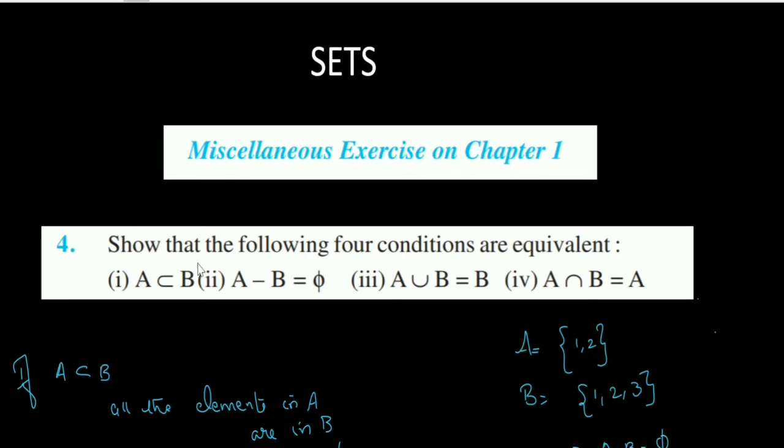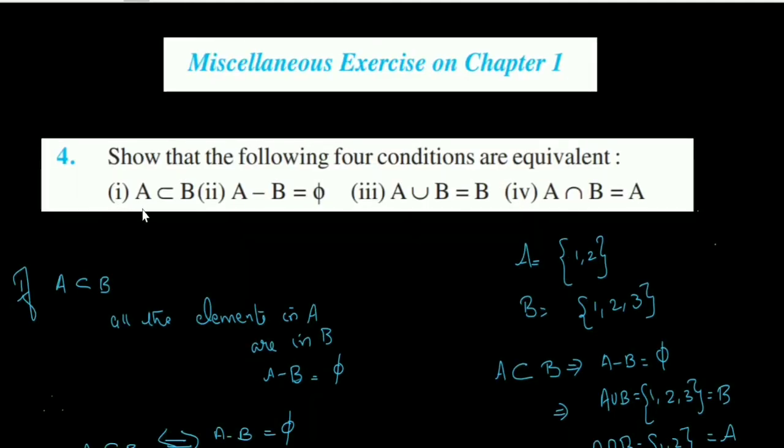Question number 4. Show that the following 4 conditions are equivalent. That is, you have to prove if A is a subset of B, that means A minus B is an empty set. That means A union B is equal to B and A intersection B is equal to A. We have to prove that these conditions are equivalent.